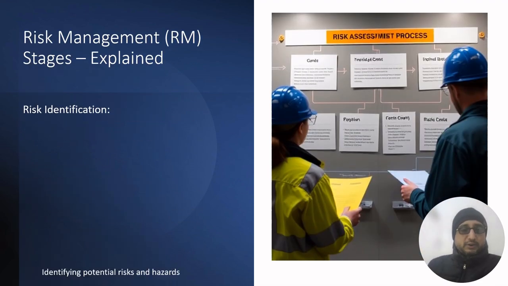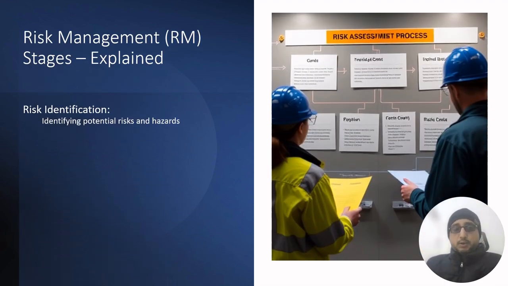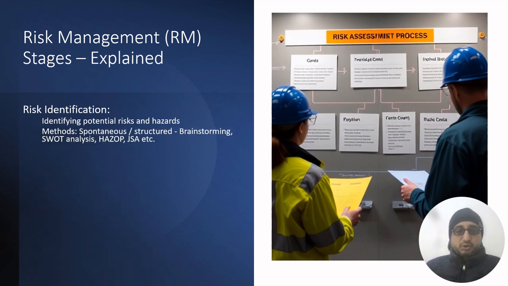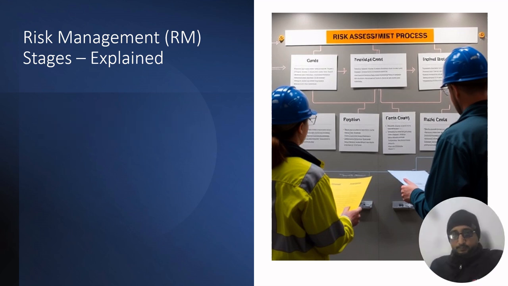In the first stage, we identify all the potential hazards and risks of our organization so we may control them. We can use different techniques and methods to identify all the potential hazards. I have explained this in detail in my risk assessment video, so you can watch that. Here I will briefly explain them. For identification, our techniques can be spontaneous or structured. We can use brainstorming, observations, inspections, SWOT analysis, HAZOP, JSA, task analysis, and there are different techniques we can use to identify all the potential hazards.